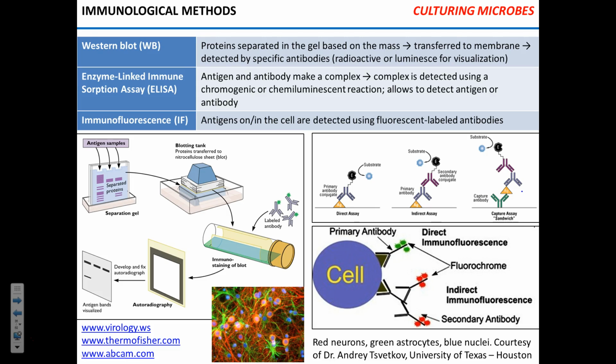So the first methods that we're going to chat about are immunological methods. They're all based on one profound feature. If you put something foreign in an animal, like a mouse, something that's not mouse, something that we call an antigen, the mouse will produce antibodies to the antigen.